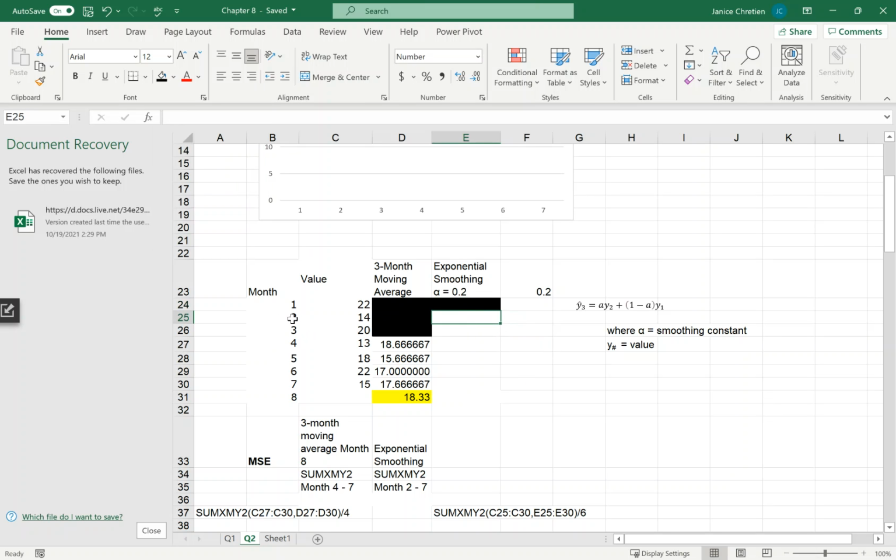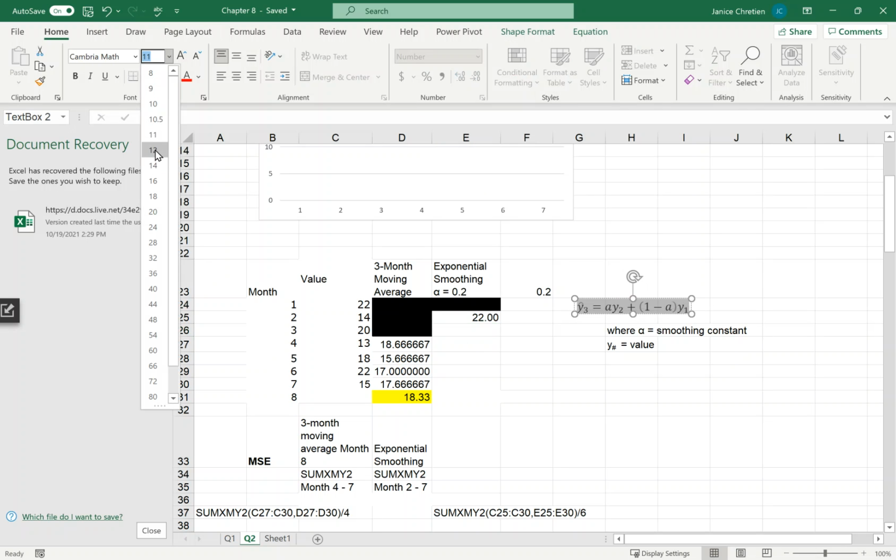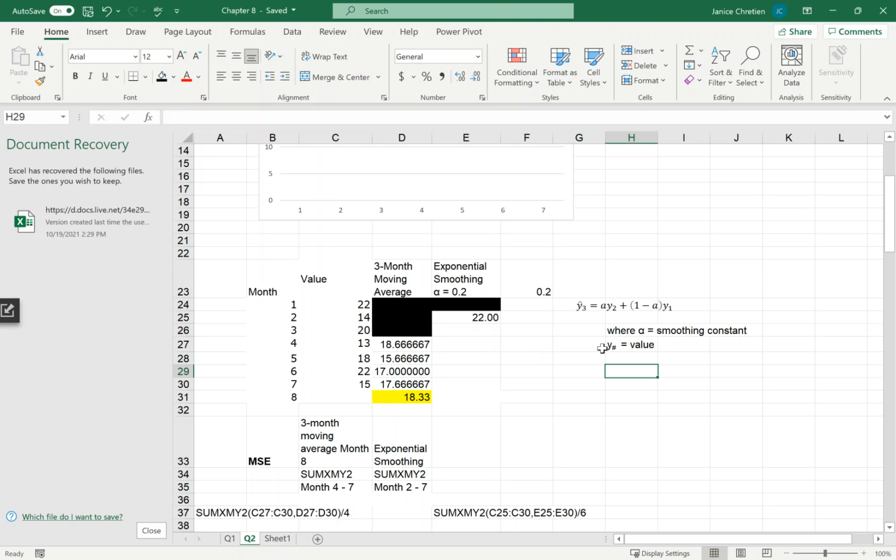So for month 2, since there isn't already an exponential smoothing here, I use the value of month 1. And just in case you go back and look at my spreadsheet and want to know where I got that, I'll put that in. For month 3, we will use this formula that I've put here for you, where A is the smoothing constant and Y number is the value or possibly the smoothing. Let me just show you how we plug this in.